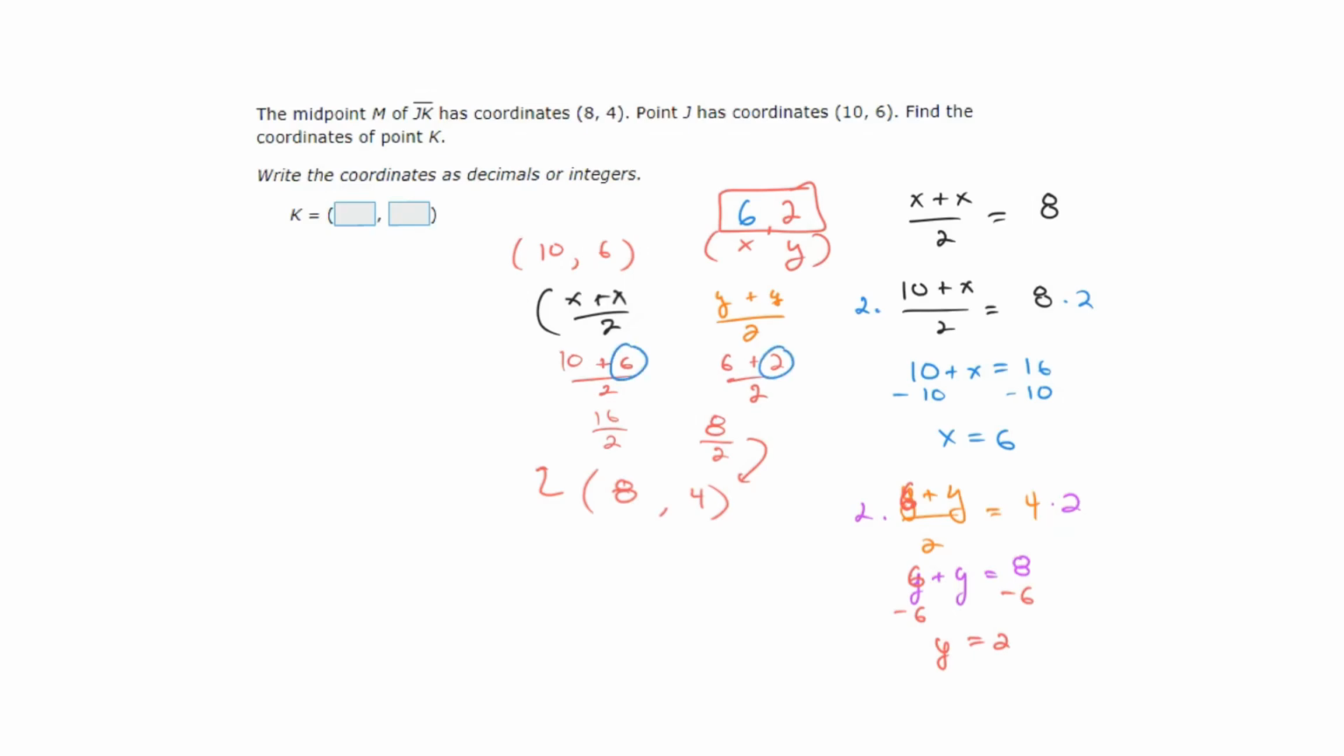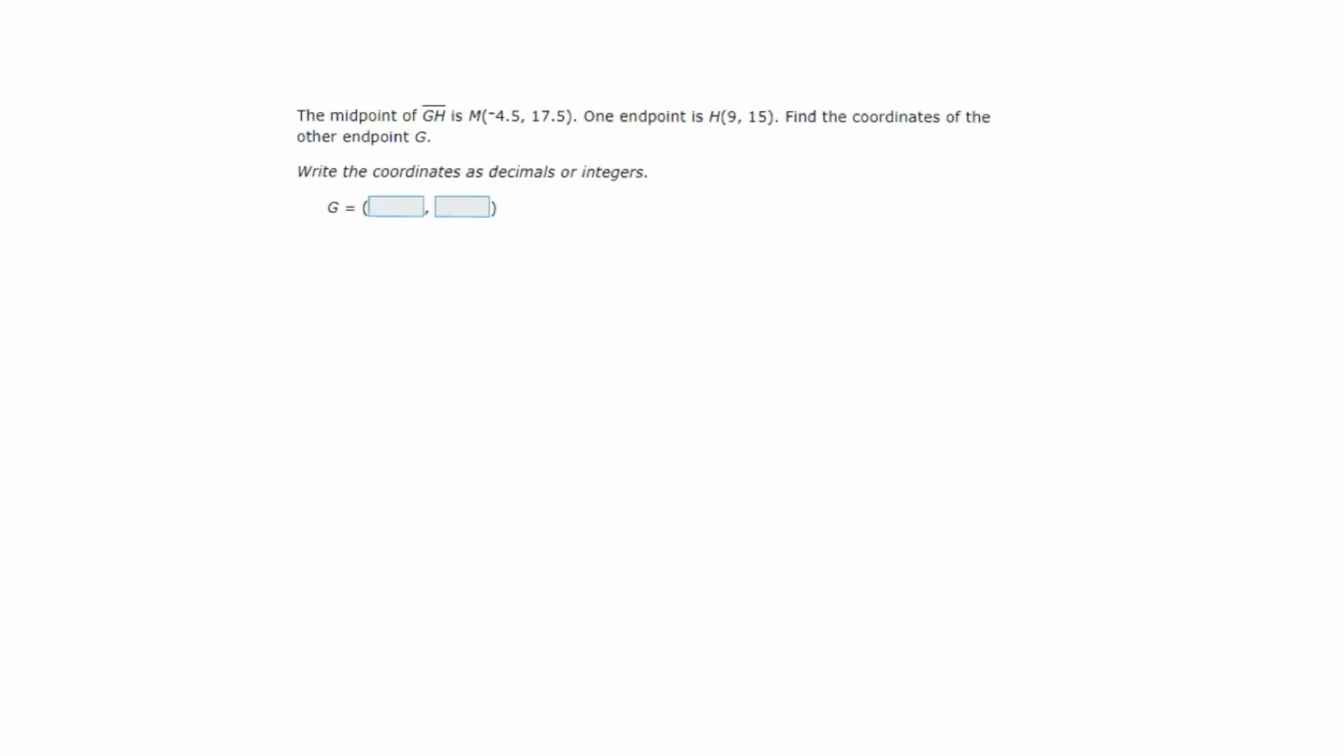So now we're just kind of setting up algebraic equations. So now I could just look and say, okay, one endpoint is 9, 15, and they want the other one. So I could say 9 plus x over 2 is equal to negative 4.5, because that's my x midpoint. And then you see I'm trying to trim the steps here and just kind of move you guys along. It's equal to 17.5. So we're solving for a y.